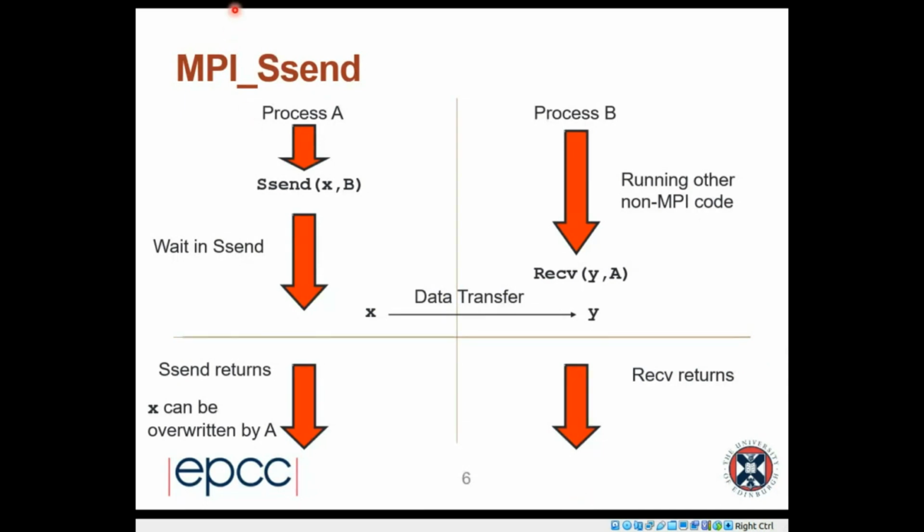When the receive returns, that means that the data has been received, so that Y can now be read by B. So there are two things you might not like. A, there's a lot of waiting around here. Process A is doing a lot of waiting around. We don't want programs to wait around; we want them to do stuff. And B, if we never issued a receive here, the program would deadlock because process A would sit here forever.